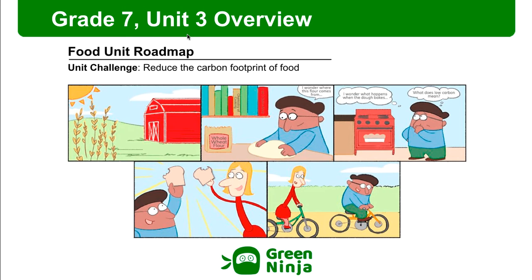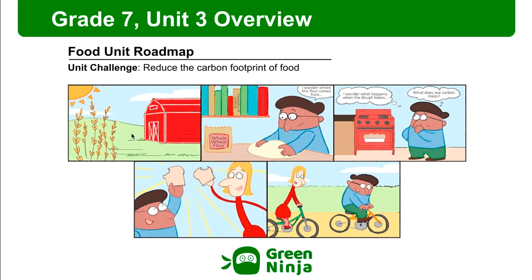Welcome to Grade 7 Unit 3, the Food Unit. Our unit challenge is to reduce the carbon footprint of our food choices. Now, in today's modern society, we don't often think about our connection to our food sources. Well, the comic storyboard format of our unit roadmap image shows how this unit is going to change that.